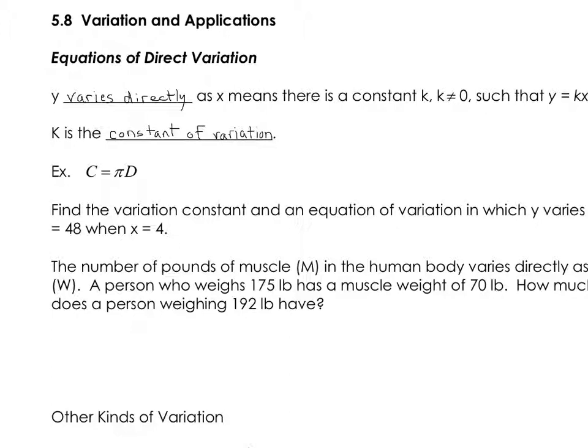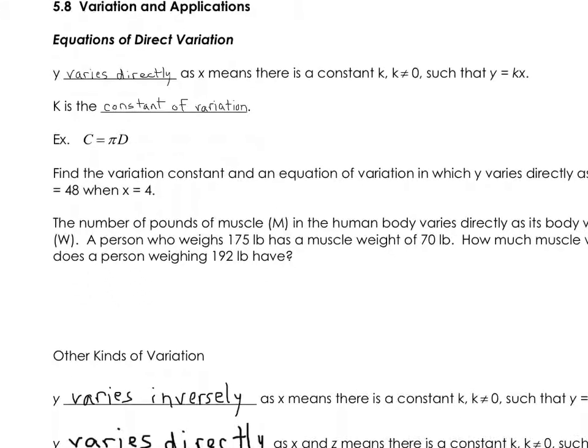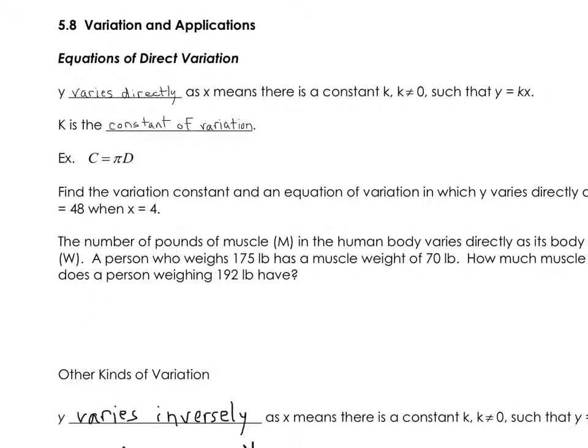Y varies directly as x means that there is a constant k, and it can't be 0, such that y equals kx. What direct variation means is that if one number goes up, the other goes up. It may not go up by the same amount, but it will go up. If the first number goes down, the second number goes down. They go up together, they go down together. K is the constant of variation.